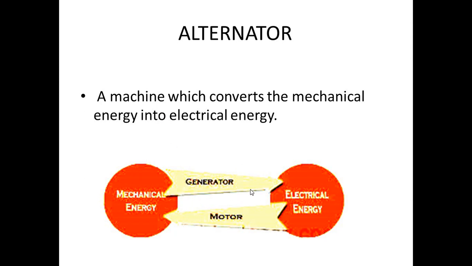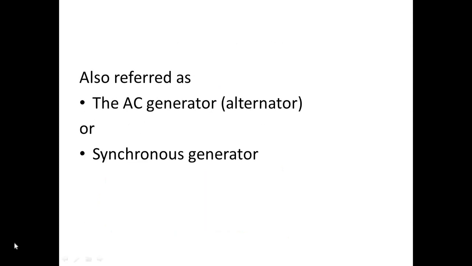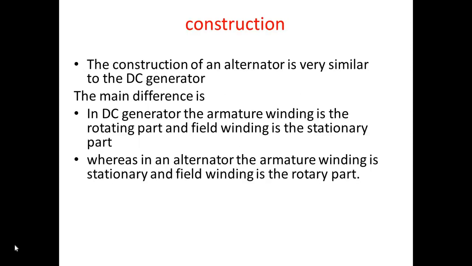Therefore, it is called a generator, an AC generator. Since the alternator generates power in AC form, it is called an alternator or AC generator. Alternators are also referred to as AC generators and also called synchronous generators. The generator mainly has two things. The first one is armature winding, another one is field winding. In order to make it a generator or a motor, one should be stationary and the other should be rotating.